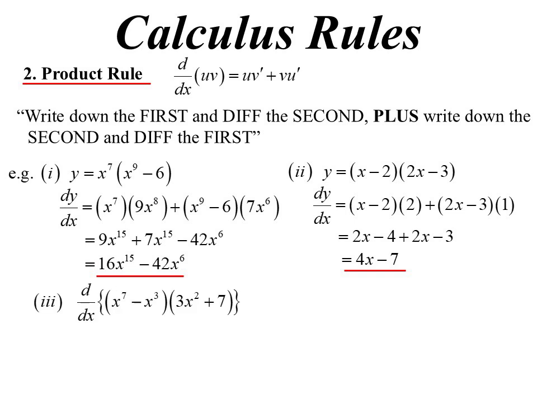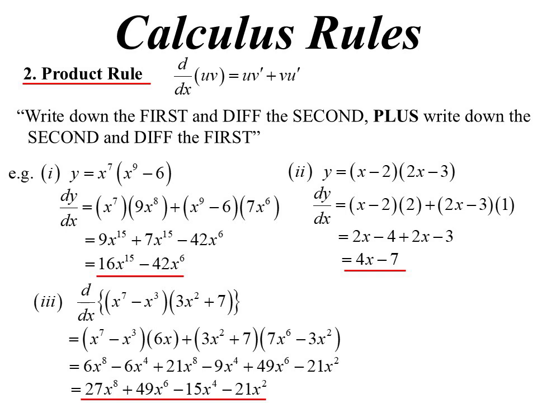Here, it's still differentiate, but it's just written in a different form, d dx of this, so this will equal. Write down the first, x to the 7 minus x cubed. Diff the second, 6x. Plus, write down the second, 3x squared plus 7. Diff the first, 7x to the 6 minus 3x squared. Expand out, tidy it up. Again, we have our answer.